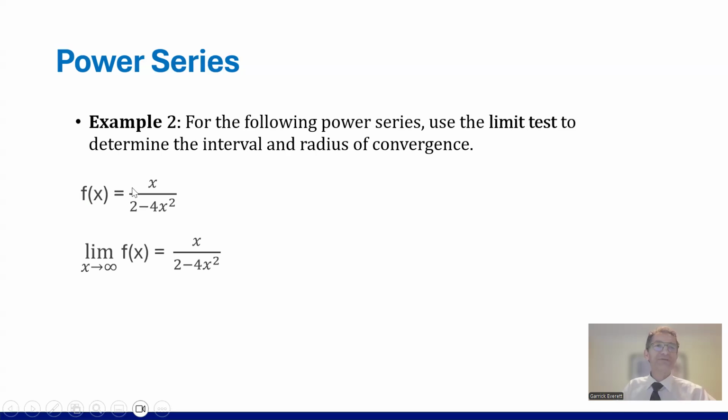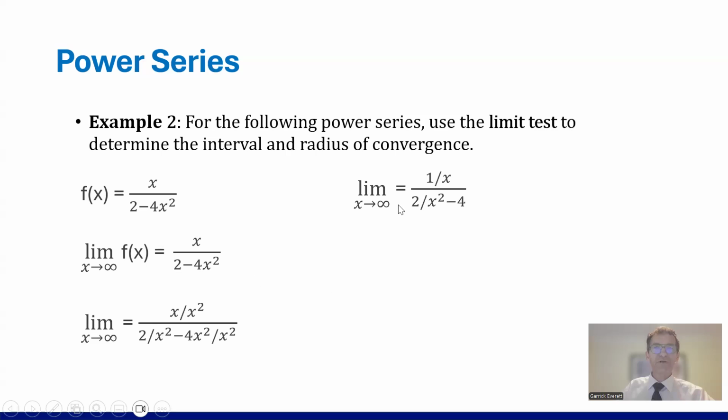Okay, so doing the limit test, you've got here the limit as x approaches infinity of this. You want to divide by the highest power in the denominator. So in this instance, x squared. So we're going to divide everything by x squared. So x divided by x squared, 2 divided by x squared, and 4x squared divided by x squared. So that will simplify quite easily. We've got 2 over x squared there. I've done it at an angle instead of having whole fractions over fractions. 1 over x, 2 over x squared minus 4.